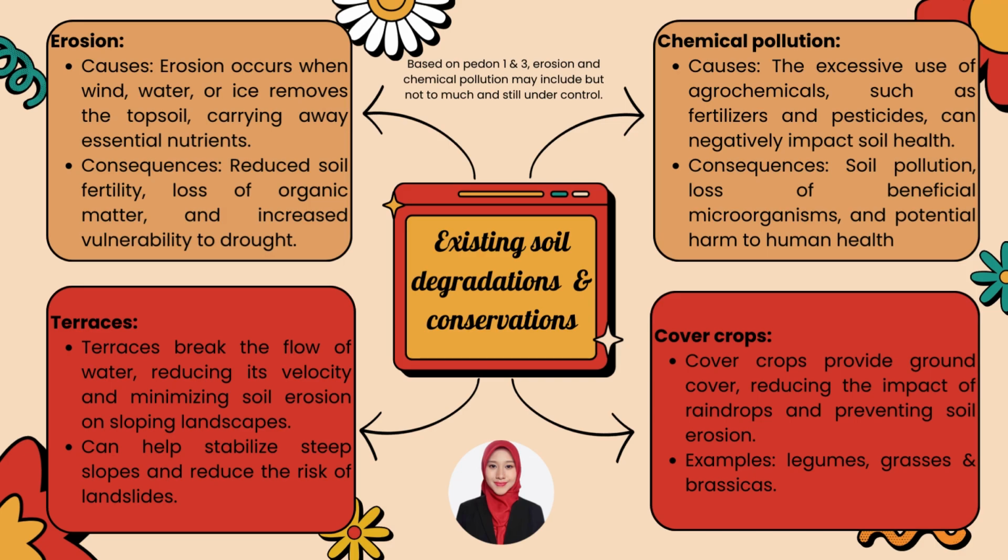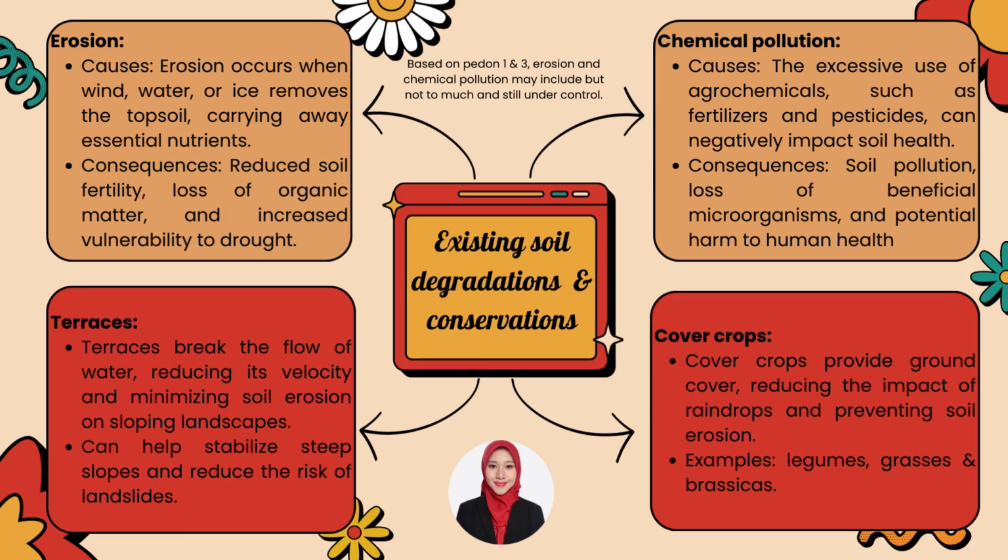First, erosion occurs when wind, water, or ice removes the topsoil, carrying away essential nutrients. The consequences are reduced soil fertility, loss of organic matter, and increased vulnerability to drought. Second is chemical pollution. The excessive use of agrochemicals such as fertilizers and pesticides can negatively impact soil health, and the consequences are soil pollution, loss of beneficial microorganisms, and potential harm to human health. For the conservations, we have terrace and cover crops.